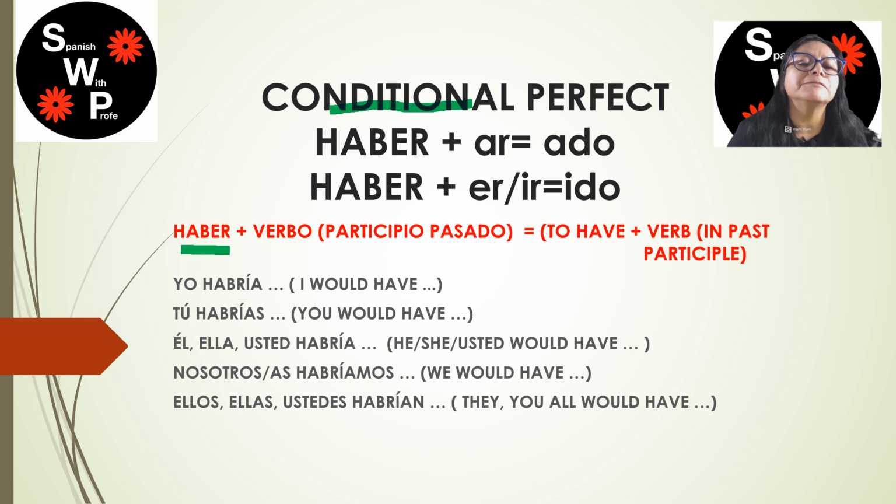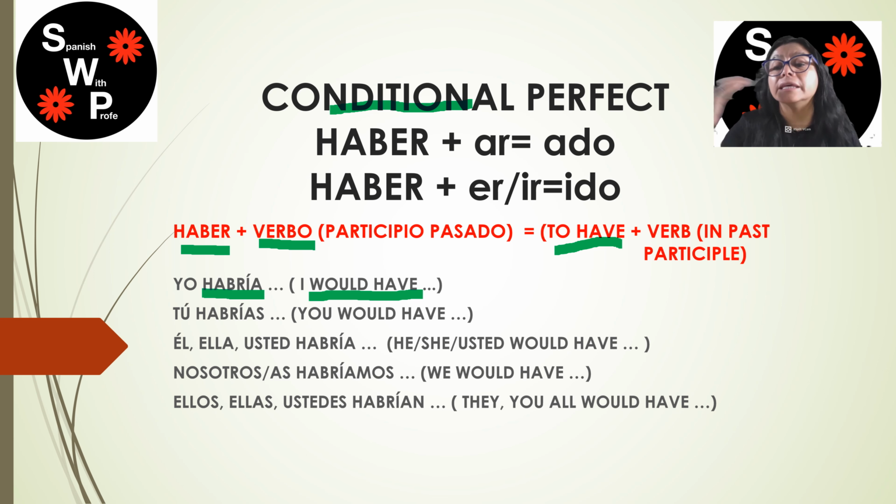Haber is the helping verb, plus the given verb must be in the participio pasado, which in English, the helping verb is to have, and the given verb is in the past participle. So in Español, these are the conjugations of the conditional perfect. Yo habría, tú habrías, él habría, ella habría, usted habría. Nosotros habríamos, nosotras habríamos, ellos habrían, ellas habrían, ustedes habrían. And in English, you notice that habría is equal to would have. So in Spanish, one helping verb, but in English is a compound. It's would plus have, and then the given verb.